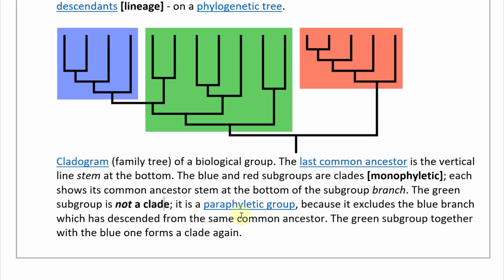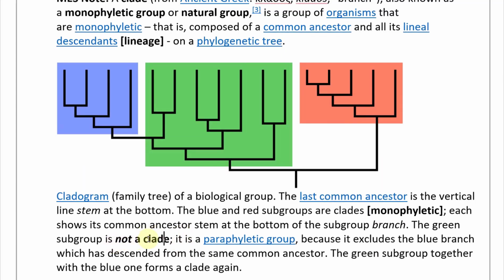It is a paraphyletic group because it excludes the blue branch, which has descended from the same common ancestor. The green subgroup together with the blue one forms a clade. Yes, it's not a clade. Not a clade.